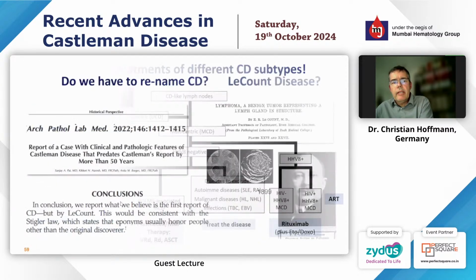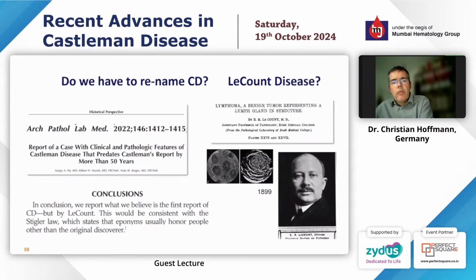And I want to end with one report. David Fajgenbaum, the founder of the Castleman network, said that this paper has put him in an identity crisis, because this was a report published 2 years ago of a case with clinical and pathological features of Castleman disease that predates Castleman's report by more than 50 years.